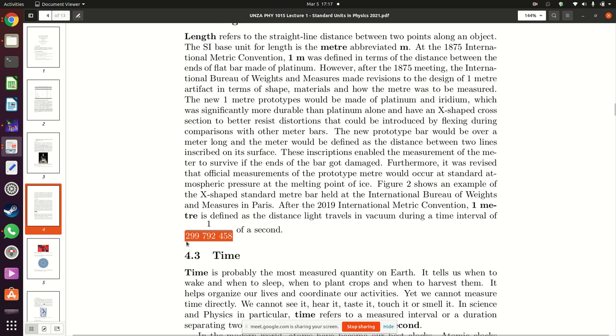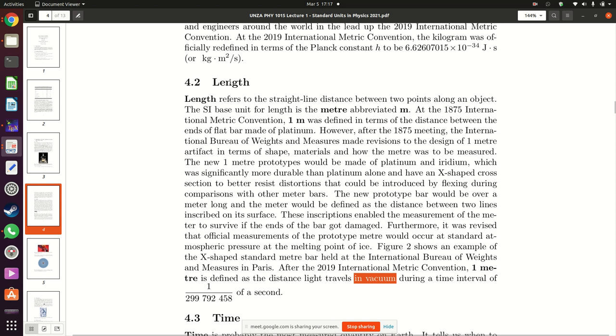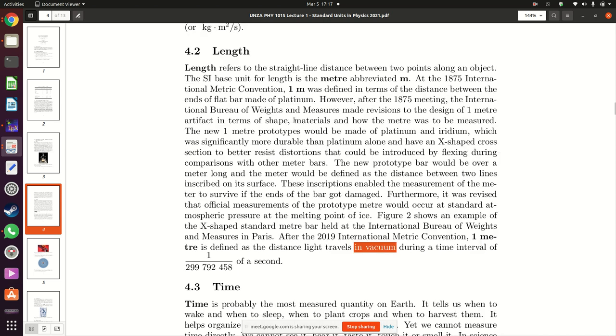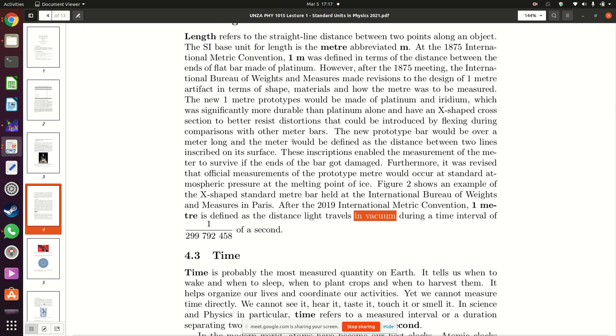So when we say light has got a speed of 3×10⁸ meters per second, what we mean is it has that speed in a vacuum. We make approximations when it comes to air. Practically, the speed is the same, but it's not exactly the same. So that's what we did yesterday. We talked about length, what length is, how length is measured, how the meter used to be defined in terms of this bar, and how the meter is currently defined these days.